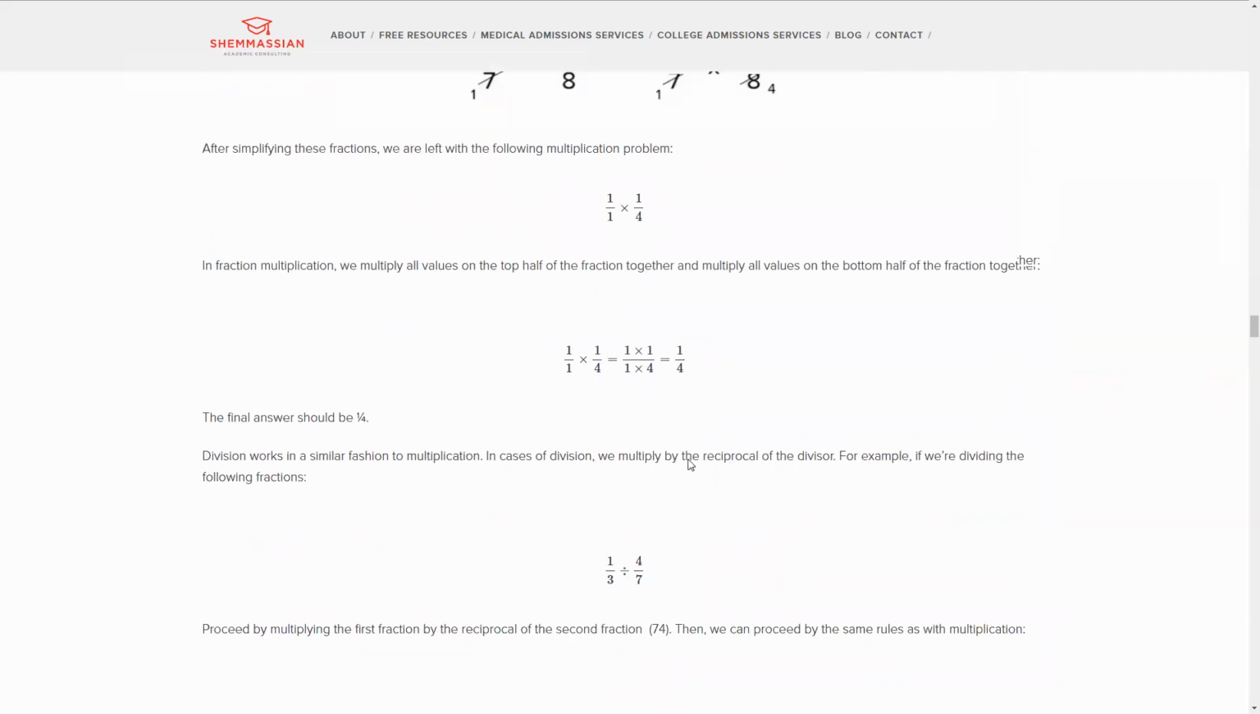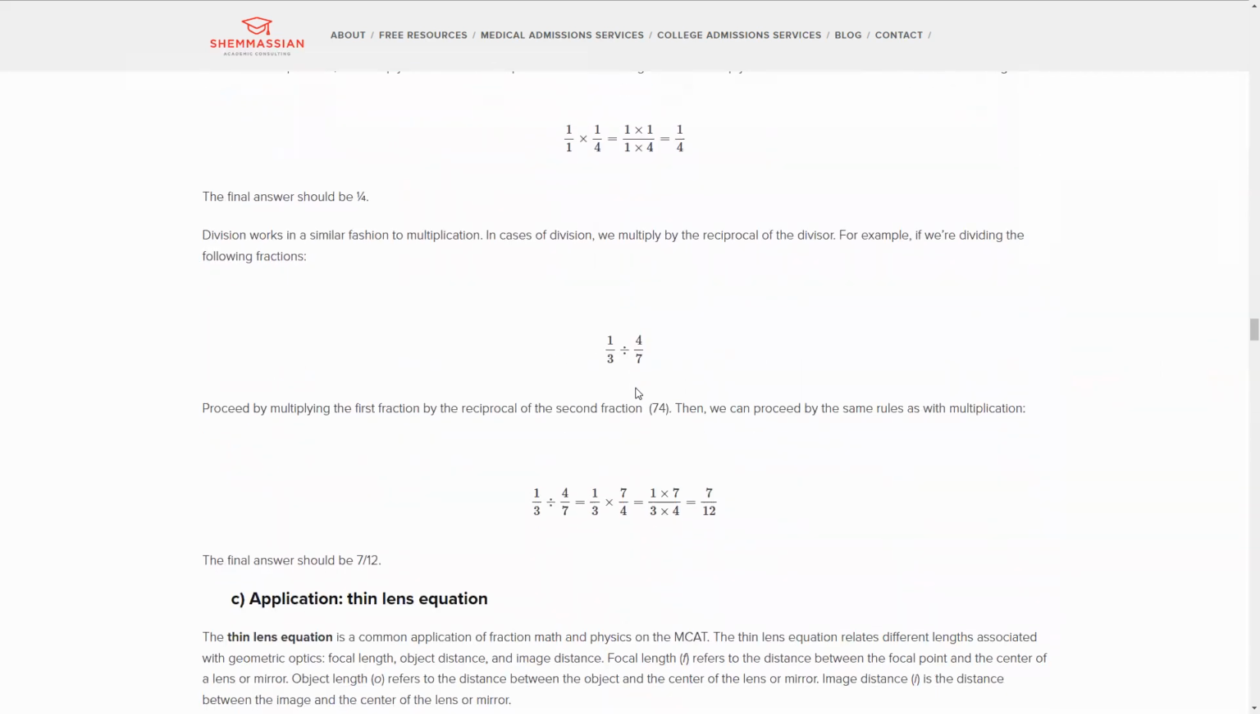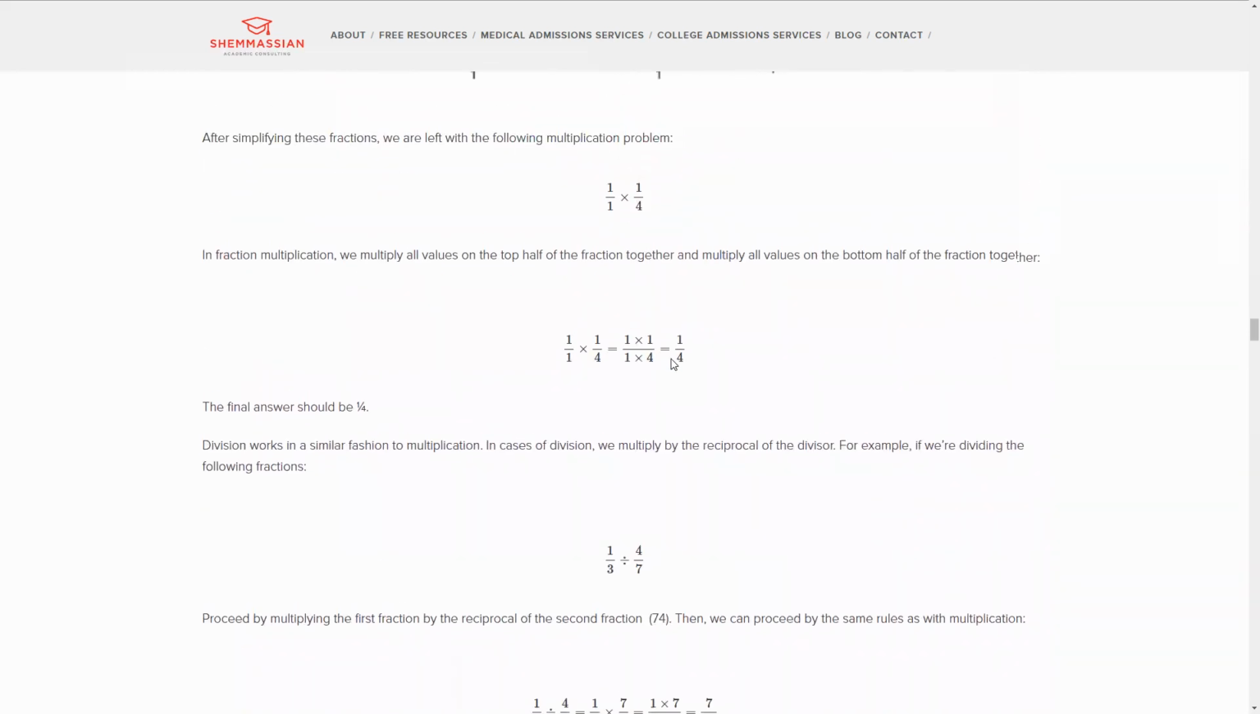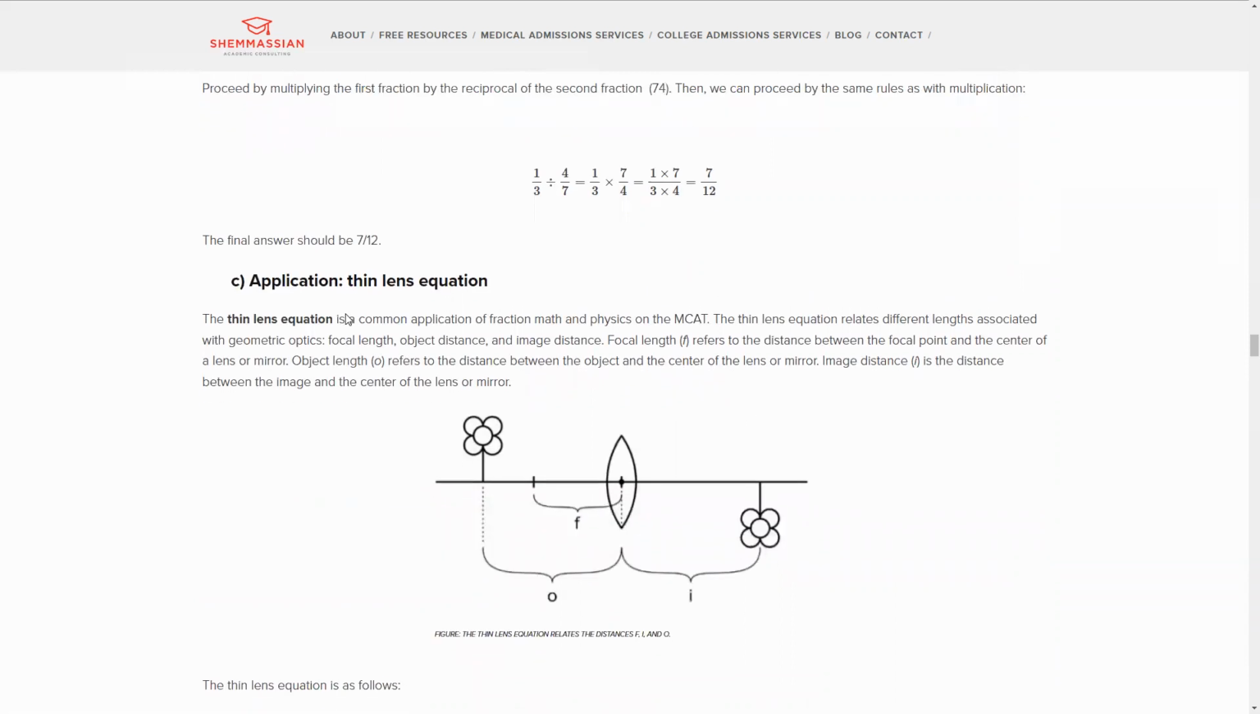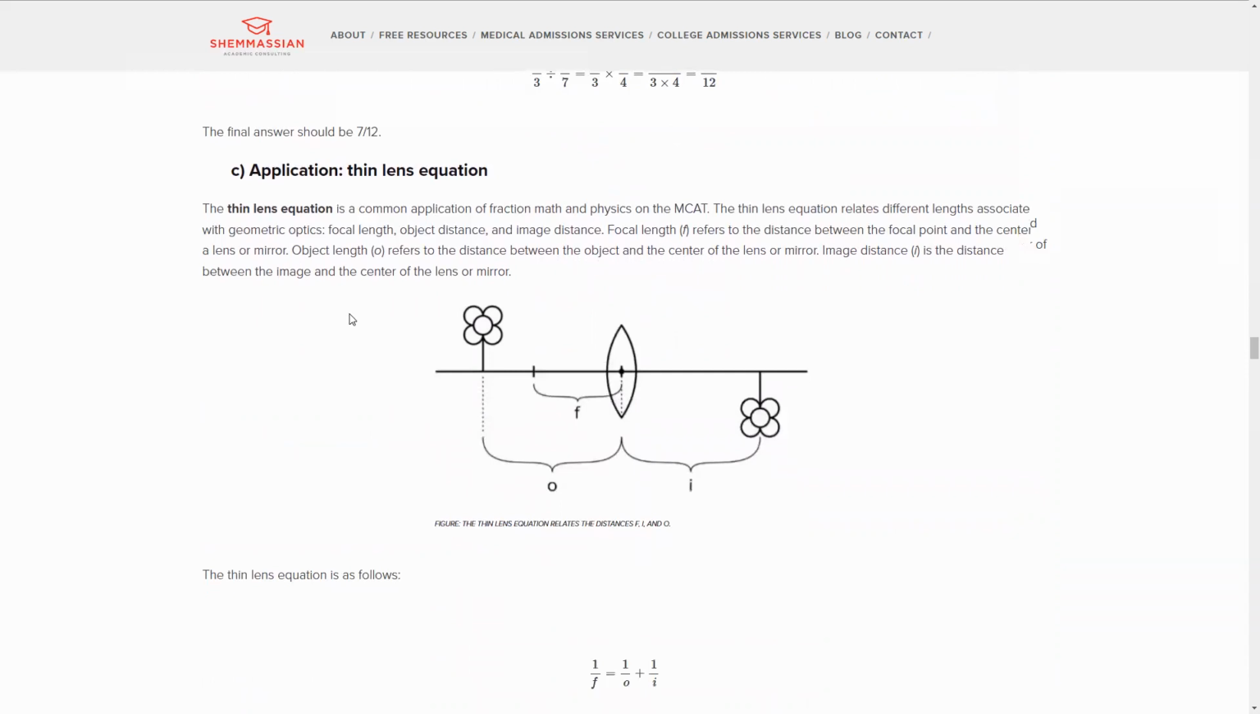You guys know how to multiply fractions. Just multiply top and bottom. Dividing, we don't actually divide fractions, we just take the reciprocal and multiply, right? So 1 over 3 divided by 4 over 7 is actually just 1 over 3 times 7 over 4. I think that's pretty common. Okay, so let's try a practice problem of this fraction stuff that we're talking about.